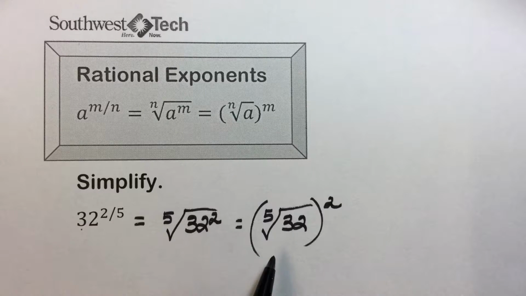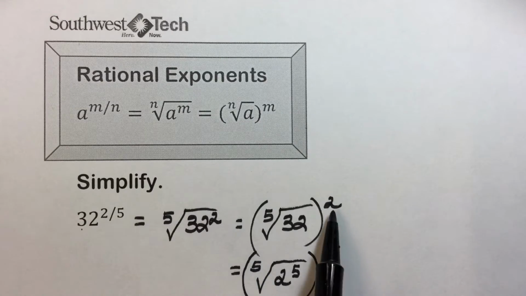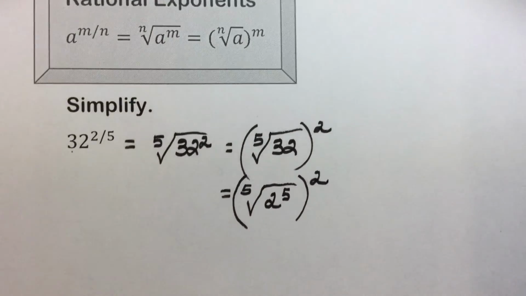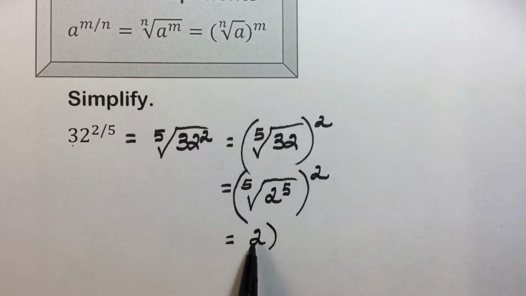Either one of these can be simplified, but if we look here, 32 is a number that can be found as a number to the 5th power. 32 in prime factorization breaks down into 2 to the 5th power. It's still raised to the 2nd power, but now we have a perfect radical. The 5th root of 2 to the 5th power is 2, and then we'll deal with the square of 2 to the 2nd power for a final simplification of 4 to this answer.